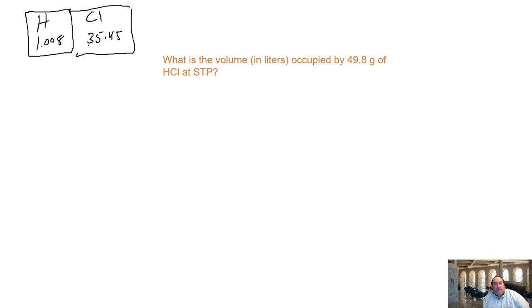All right, give it a go. We're looking for a volume in this case. All righty, let us take a look and see what we should maybe do here. We are clearly looking for a volume. We actually have the mass of HCl here, which is 49.8 grams of HCl.